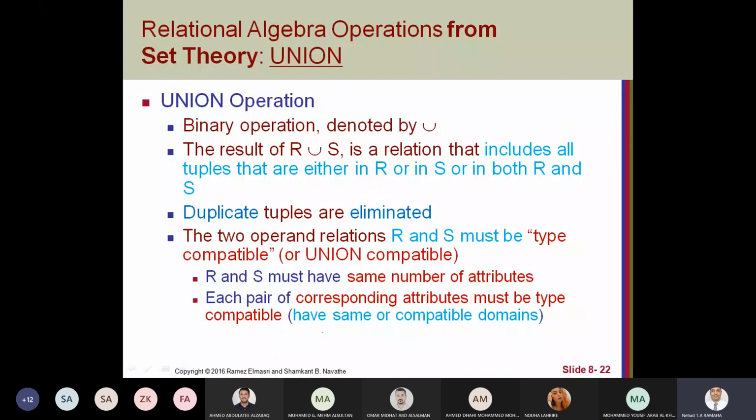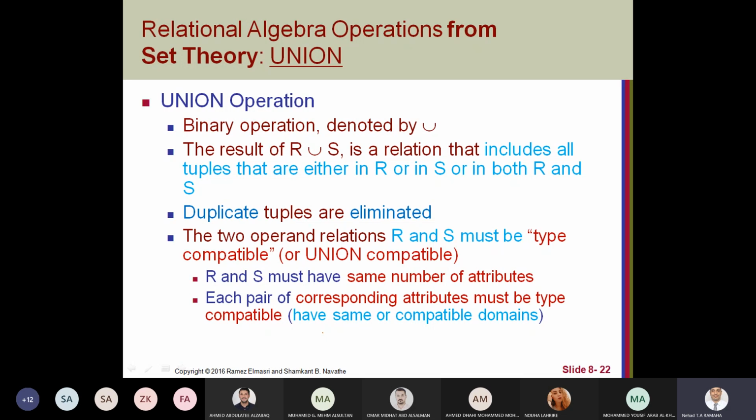Relational algebra operations from set theory. We have the union, intersect, and set difference or minus, and I think also we have Cartesian product. Okay.